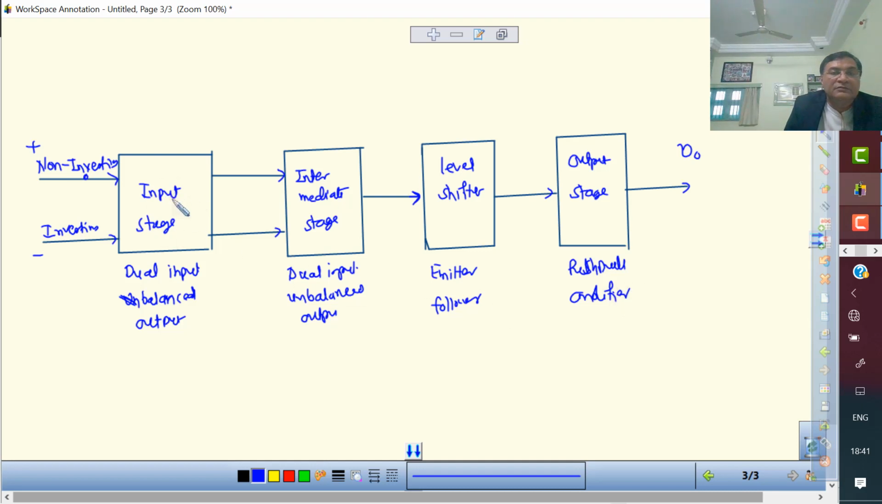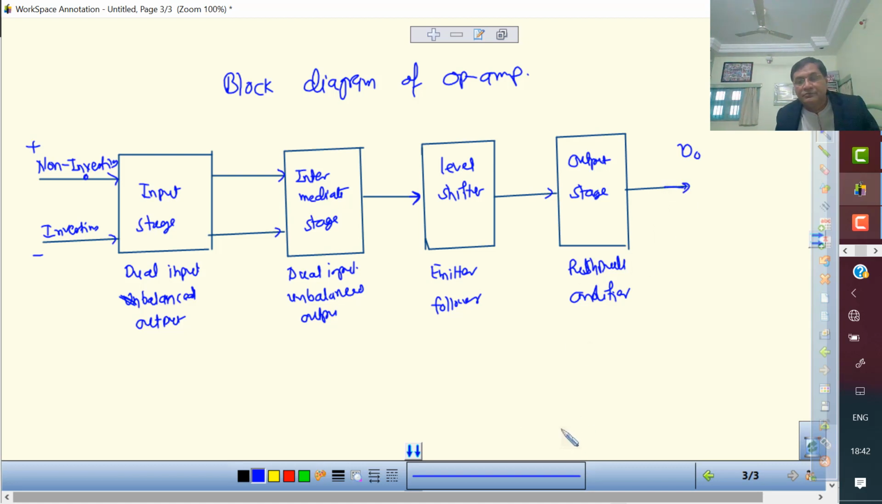So here we get some gain. The remaining gain we get here, level shifting happens here, and here the output resistance is reduced. So this is the block diagram of op-amp. This question is asked this way. Explain it.